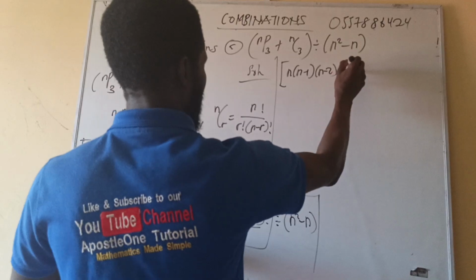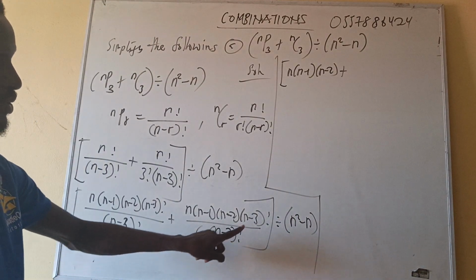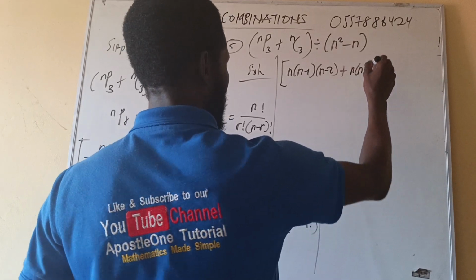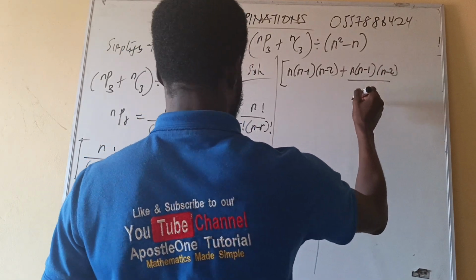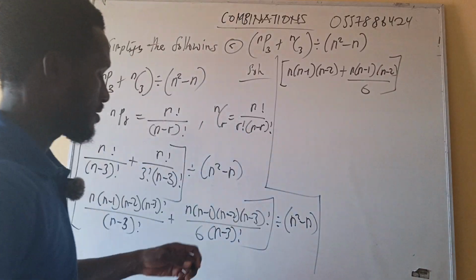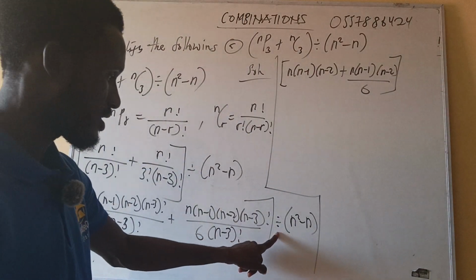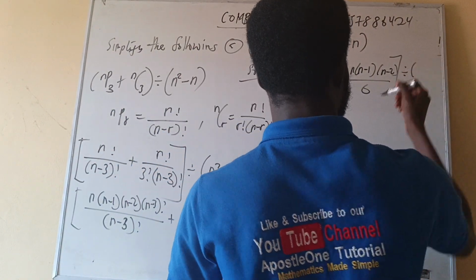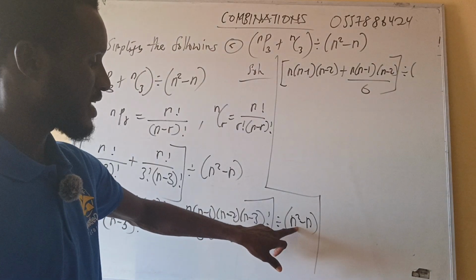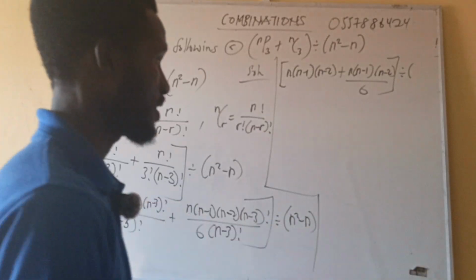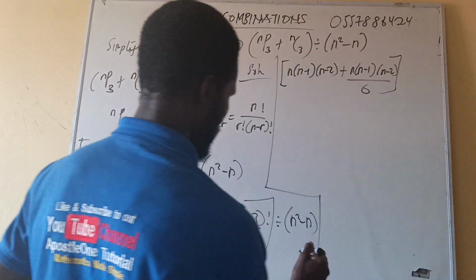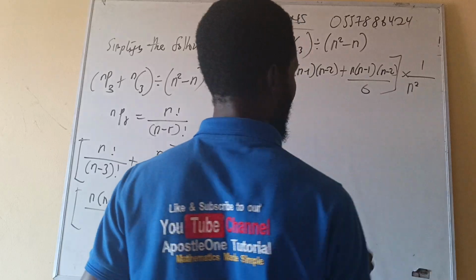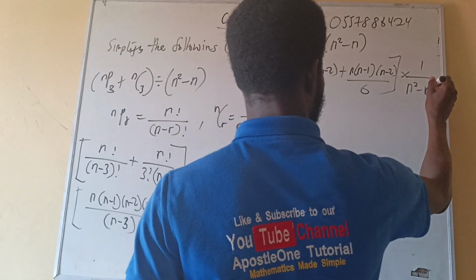Now plus, at this point, n minus 3 factorial will cancel, so we're going to have n times n minus 1 times n minus 2 divided by 6. Divided by this one too. Don't forget that this division can be made a multiplication, so I want to make it a multiplication times 1 over n squared minus n.